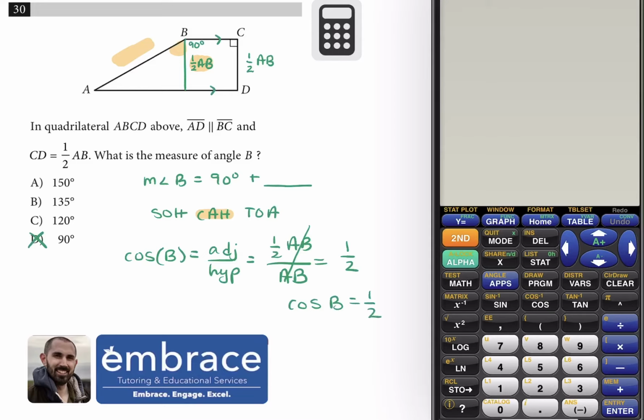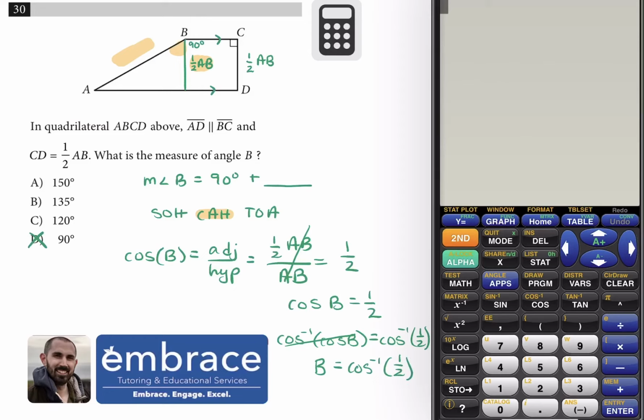Now, we need to know how to find these angles, okay? So in order to undo cosine, we can't divide by cosine. Cosine and B are attached. So what we can do is take the cosine inverse of both sides. We take the cosine inverse of the left side, and the cosine inverse of the right side. Now cosine inverse and cosine cancel out, so what I'm left with is angle B is equal to the cosine inverse of 1/2.